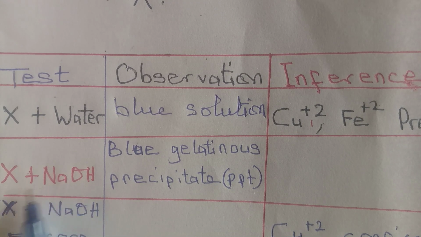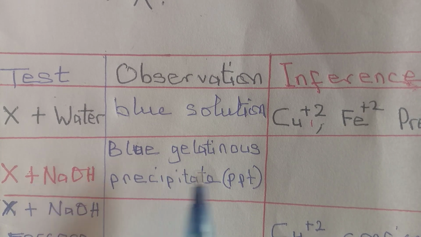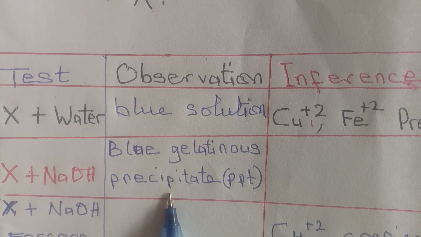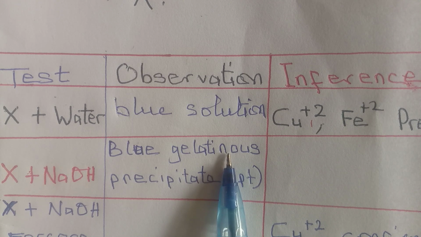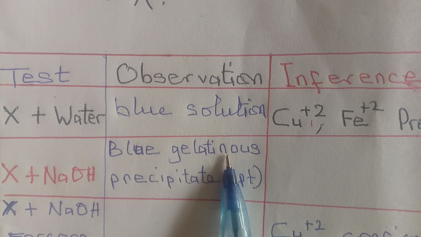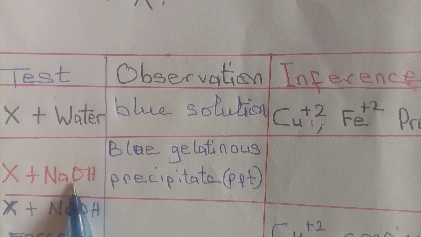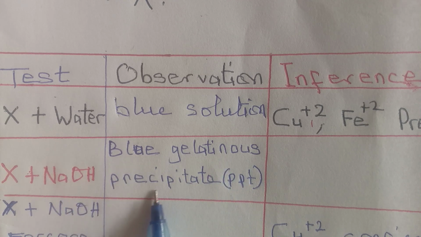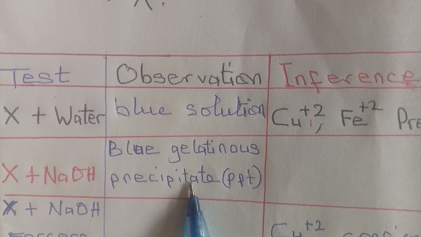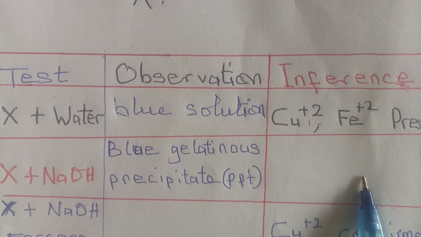Then the next stage, solution X plus sodium hydroxide. We were told blue gelatinous precipitate. You recall that when a precipitate is gelatinous, it means it's something oily. This word gelatinous comes from jelly. So it's something oily, not really mixing up well. So if sodium hydroxide gives blue gelatinous precipitate with solution X, what will you say here?